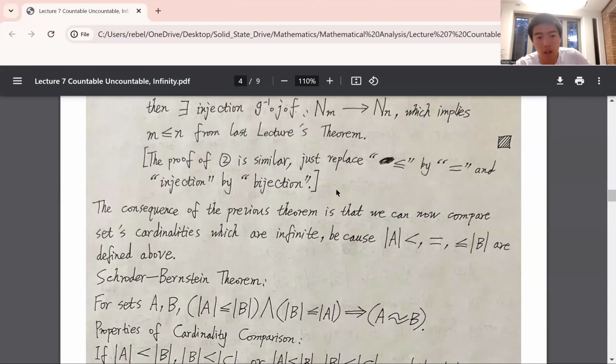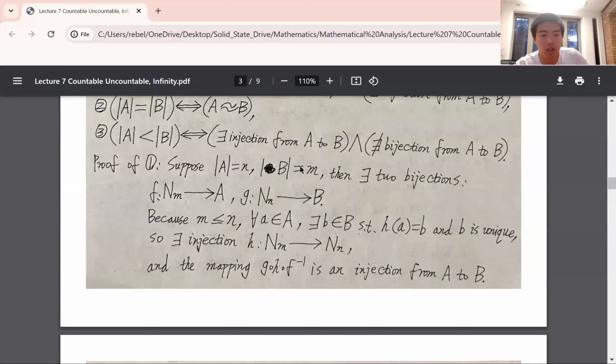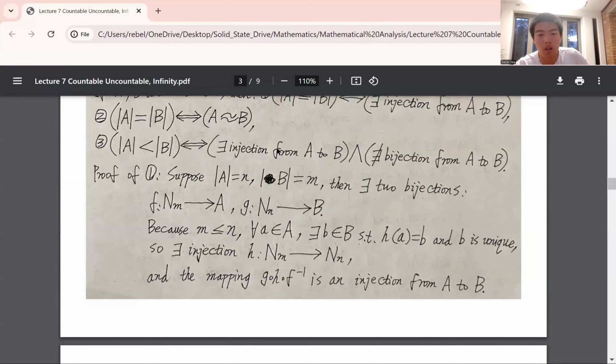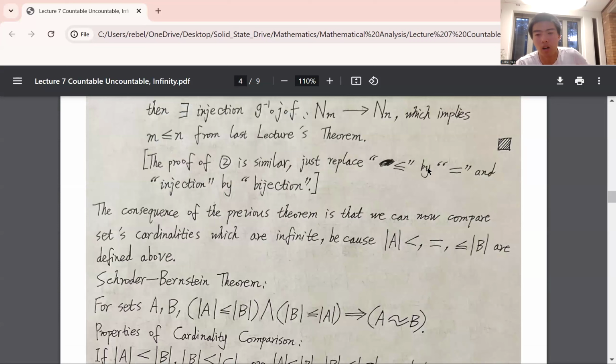Okay, and the proof of the second, where it is equal and bijection, is very similar. Just change smaller or equal to by equal to, and injection by bijection, and you can prove it by yourself, and look at Google to search if you are not certain about it.